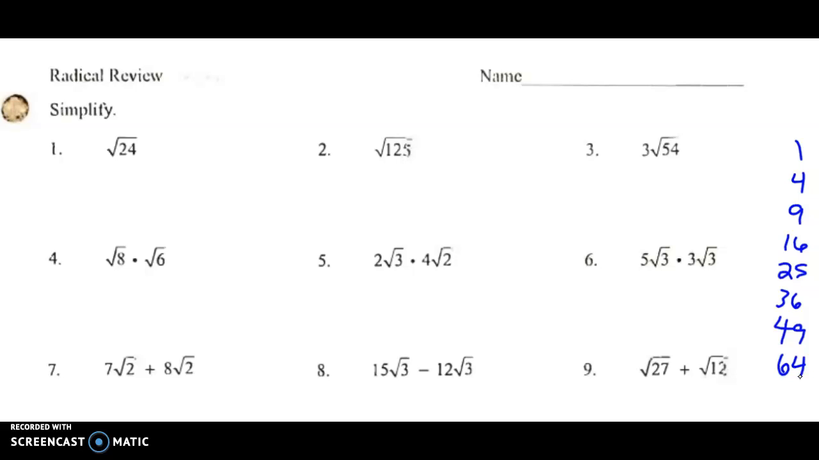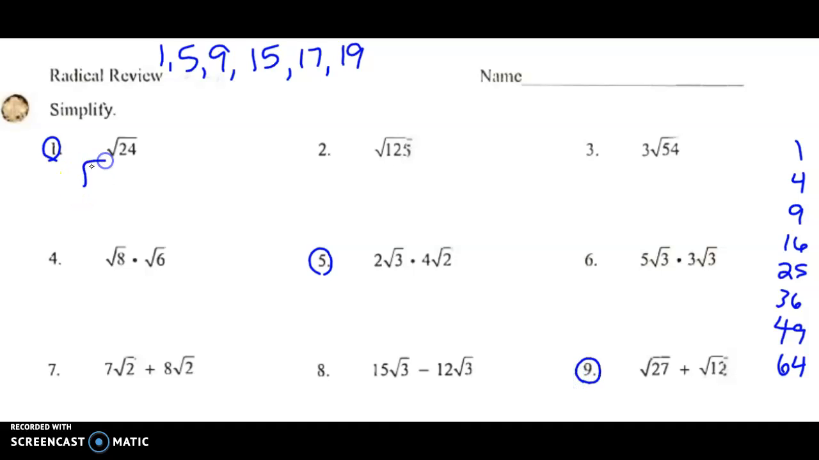All right, so for 24, we want to think of which of those perfect squares goes evenly into 24. So we're going to do some of these together. We're going to do numbers 1, 5, 9, 15, 17, and 19. And then you guys can do the rest for your homework tonight. All right, so number 1.